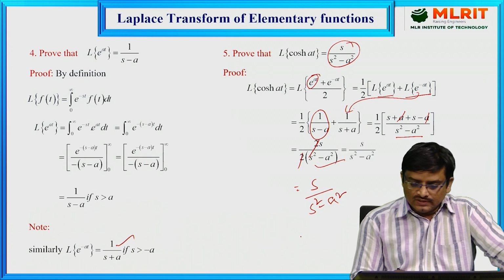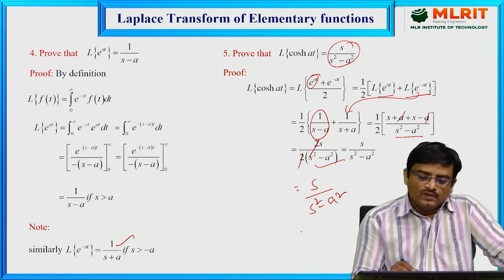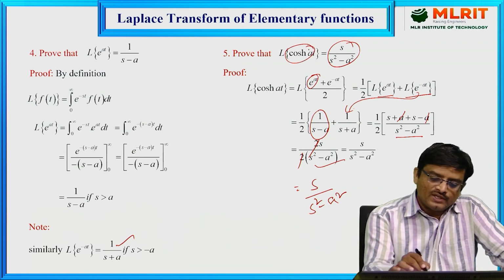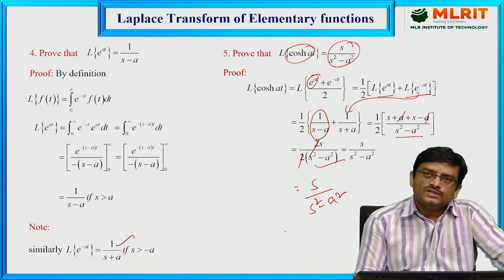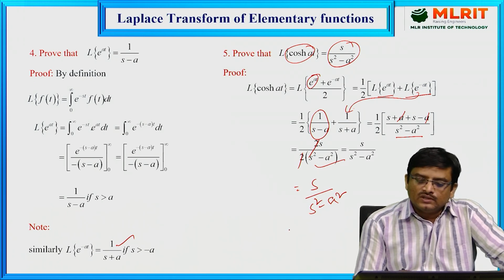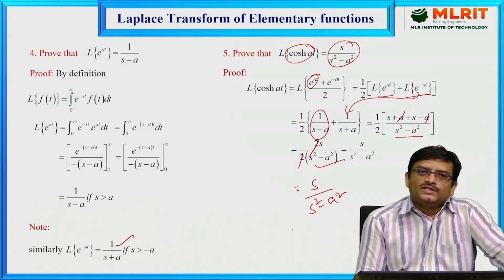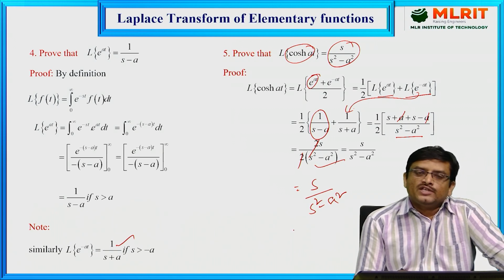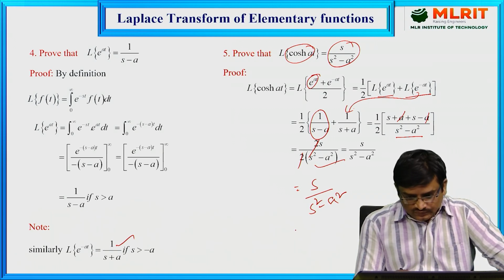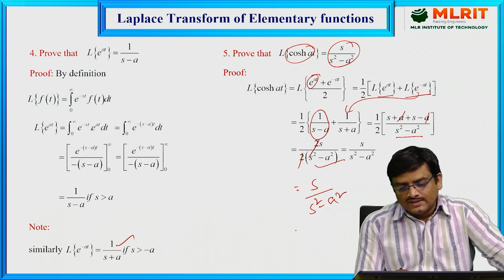So that is the RHS value here. If you want to find the Laplace transform of the hyperbolic function cosh, then you convert that cosh in terms of exponential functions. Then apply the Laplace transform of e power at and the Laplace transform of e power minus at. Then simplify by taking the LCM. Then we can get our required value here.